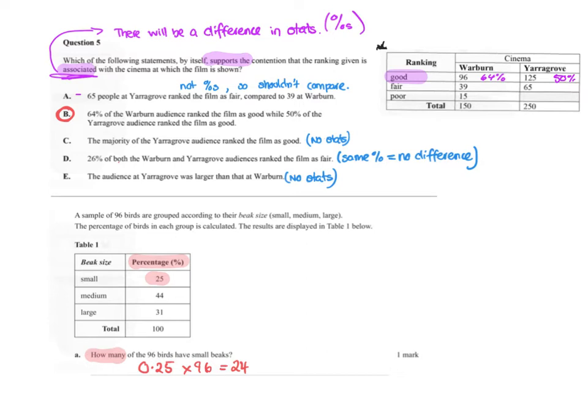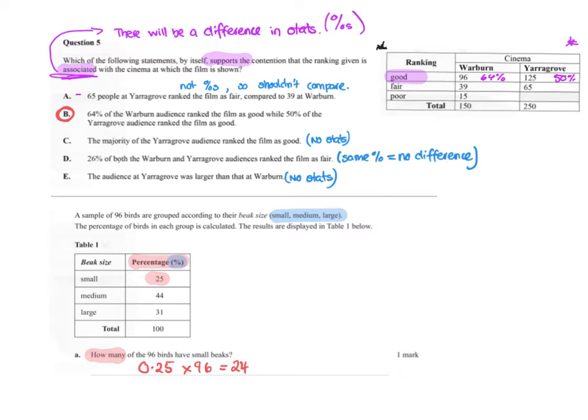All right. So down here is another frequency table. We'll do more of these later on in bivariate data as well. A sample of 26 birds were grouped according to beak size: small, medium and large. So what type of data do we think that is? Categorical and ordinal. Good. Now, the percentage of birds in each group is calculated and the results are displayed. So we just have to remember this is percentage.